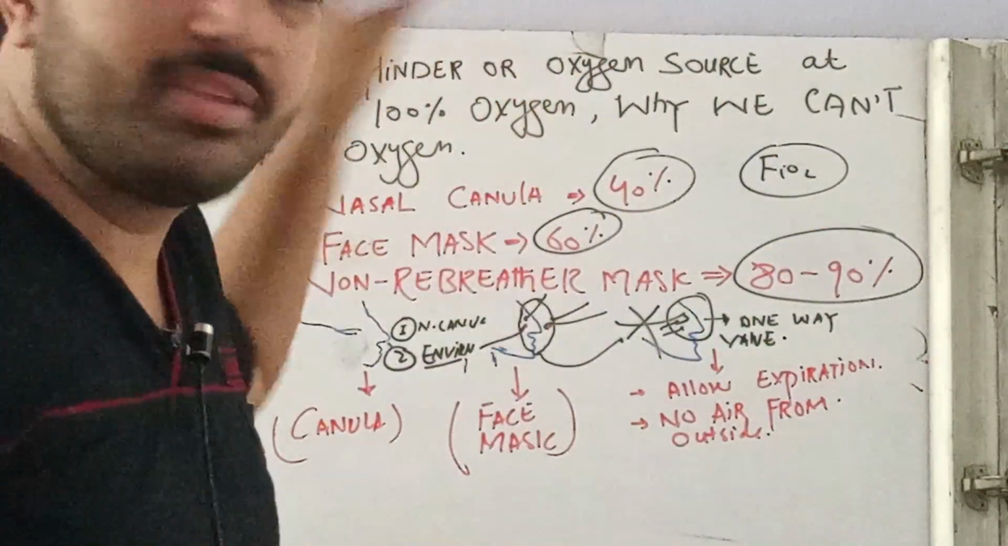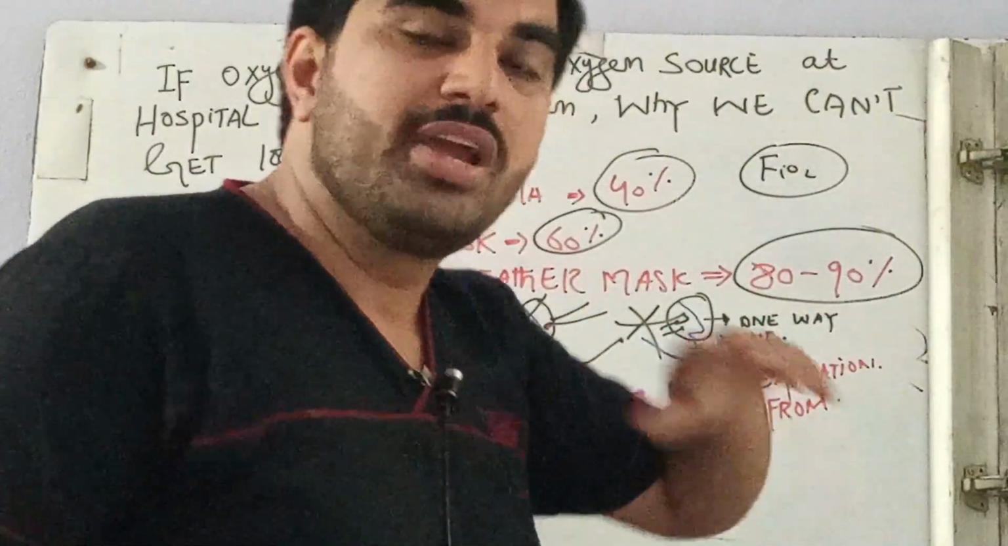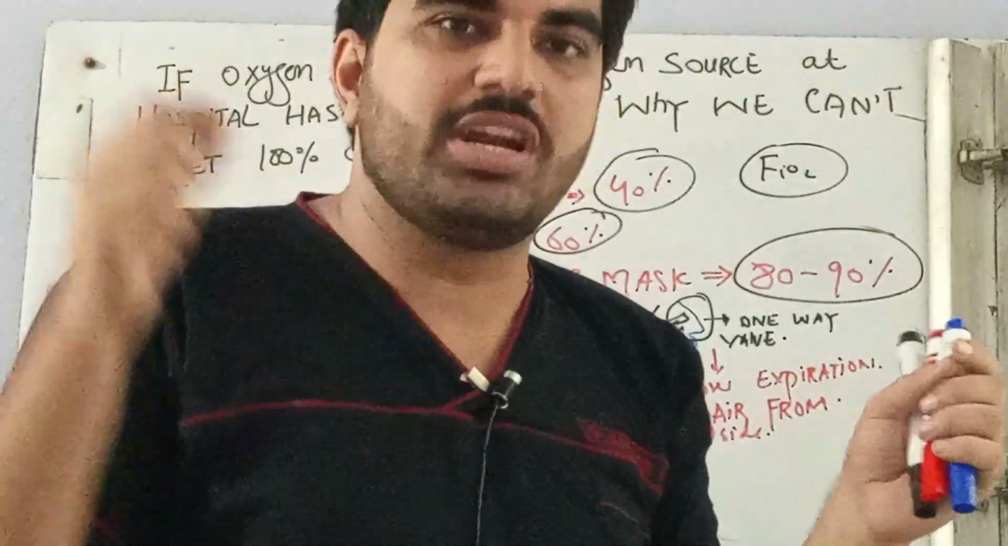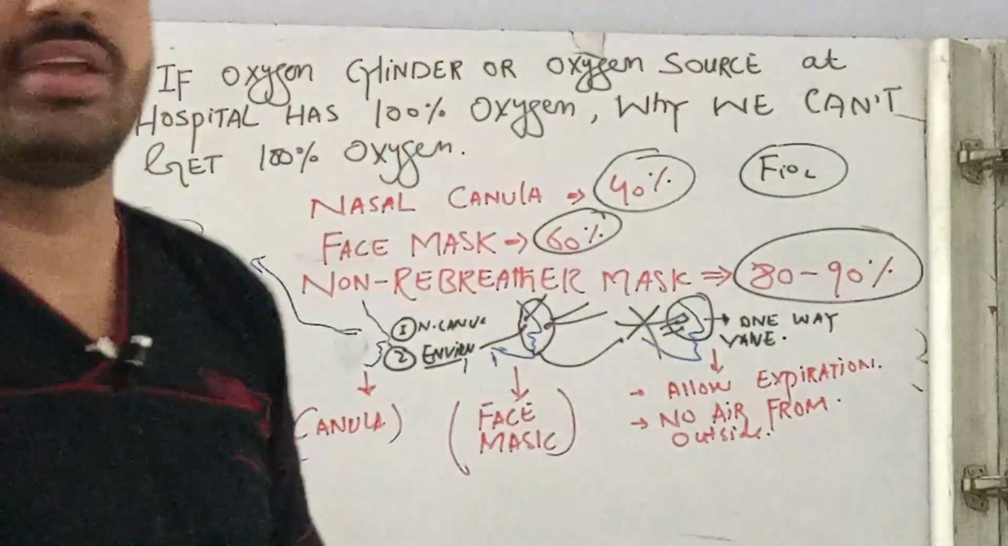So this is actually the basic reason you cannot get 100% oxygen from the oxygen cylinder and the oxygen source: the mixing of the atmospheric air with that air. And how the mixing happens, I already explained.